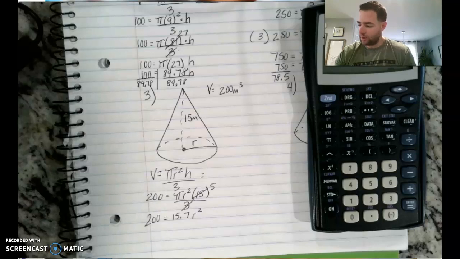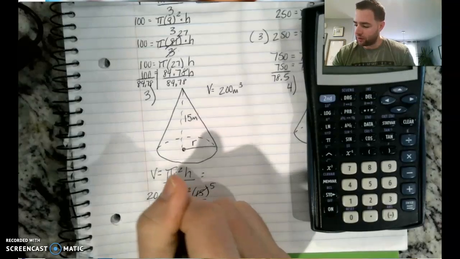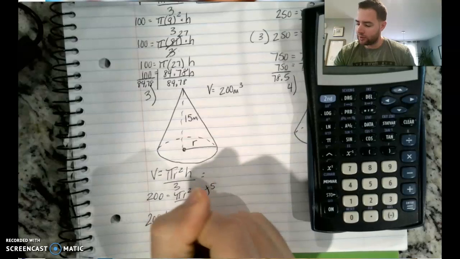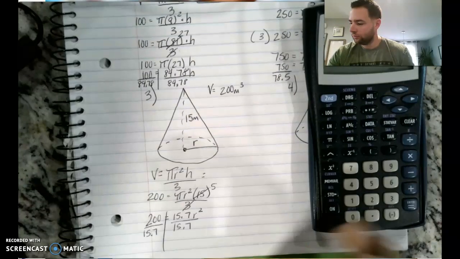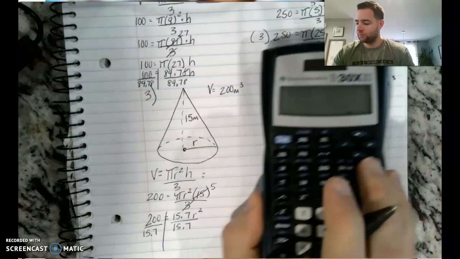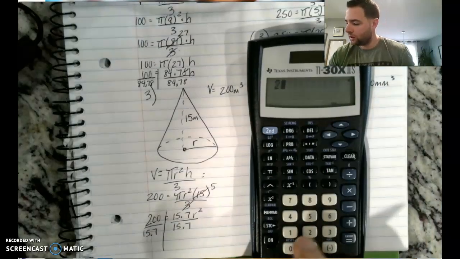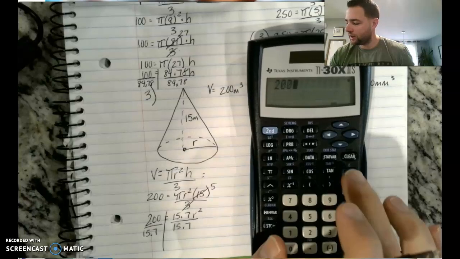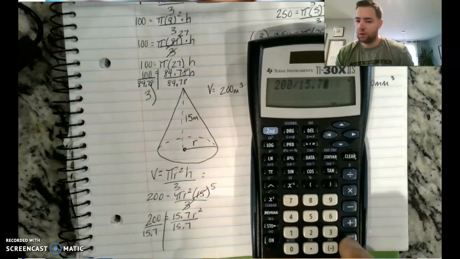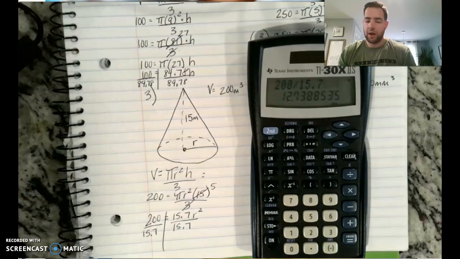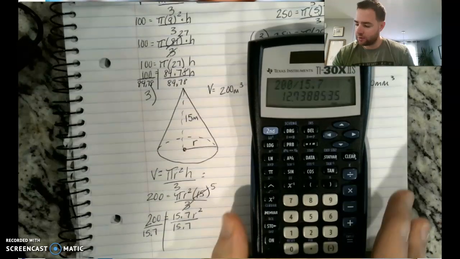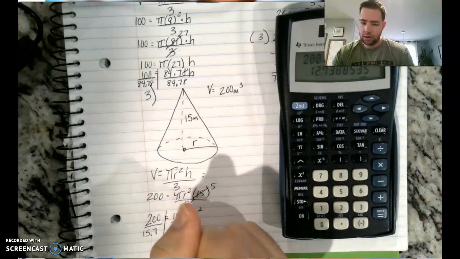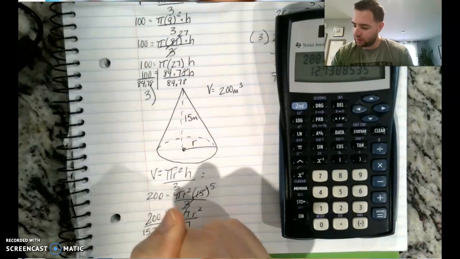So our next step to get radius squared by itself is we're going to divide by 15.7 on both sides. So I have 200 divided by 15.7 equals, and I get about, rounding to the nearest tenth, 12.7. So I'm going to show it cancels, bring down my radius squared equals about 12.7.